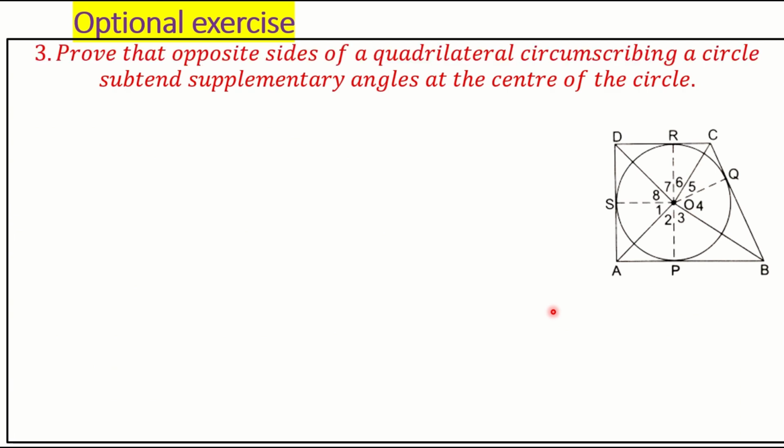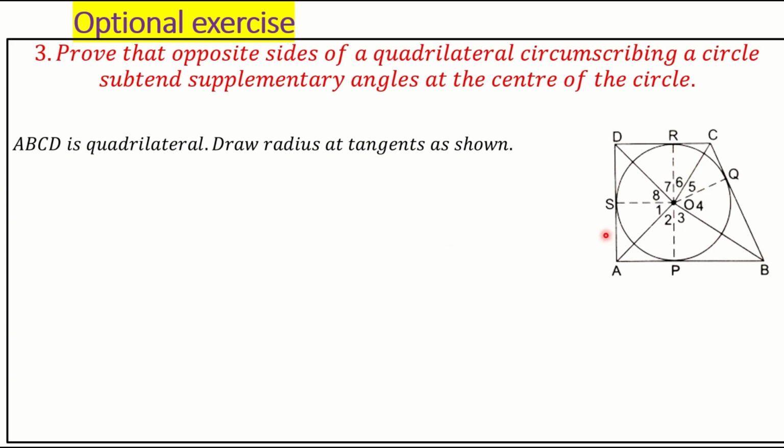Prove that opposite sides of a quadrilateral circumscribing a circle subtend supplementary angles at the center of the circle. This looks like so many angles are involved, but most of them are equal actually, so it's very easy. ABCD is a quadrilateral. Draw the radius at the tangents as shown. So we are drawing S, R, Q, P. PQRS radius we have drawn.